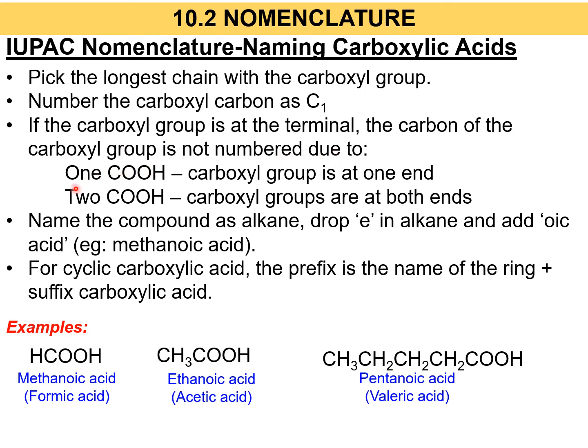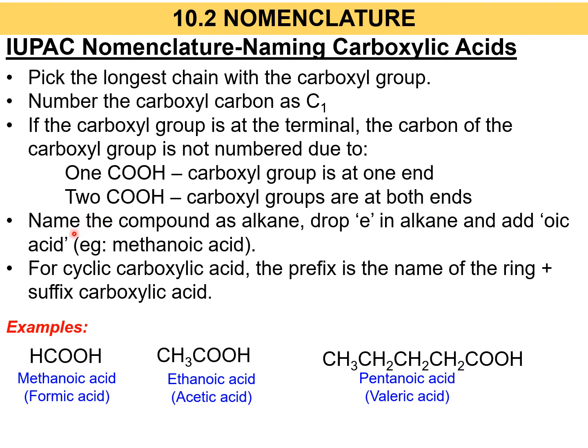Sebab kalau ada satu sahaja COOH, that means memang carboxyl group tu berada dekat hujung sekali. So kita tak perlu pun numberkan dia. Macam ni lah, dekat hujung sekali. So no need to number it down. And then kalau let's say dia ada dua COOH, that means kita tahu mesti dekat organic compound tersebut, dekat hujung belah kanan dengan hujung belah kiri ada COOH. Kiranya ada carboxyl groups at both ends.